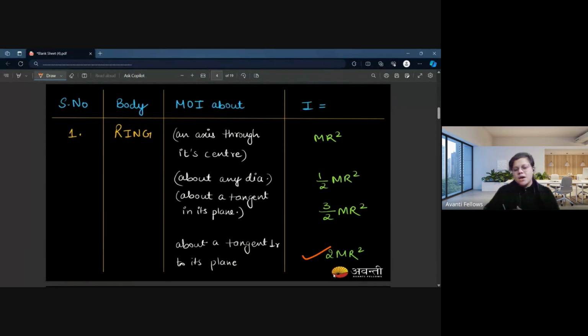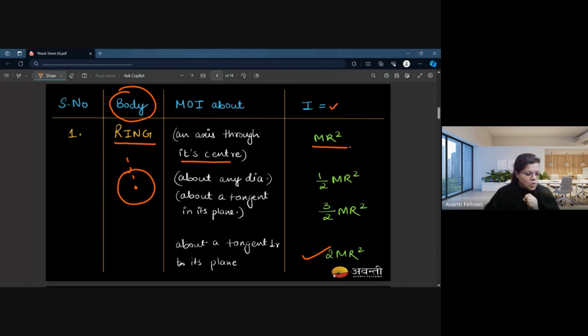So let's start with the first thing, and that is ring. Here, the body is mentioned. Here, the axis is mentioned, about which you are going to answer the moment of inertia. So when the axis is passing through the center, for example, this is a ring, and the axis is passing through this center, then we would say that the inertia is mr square. Okay, I'm making the top view.